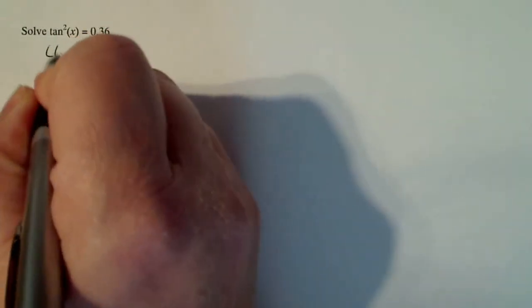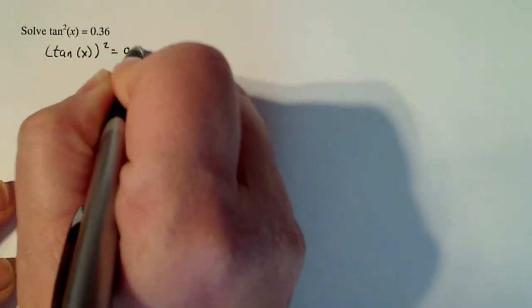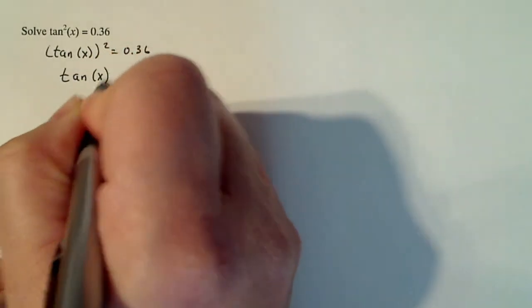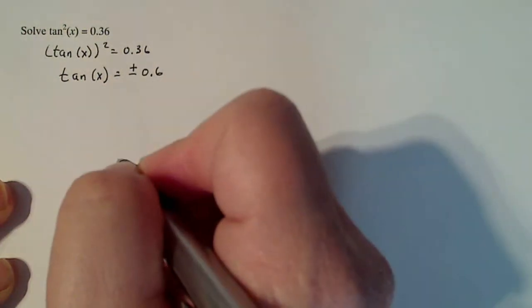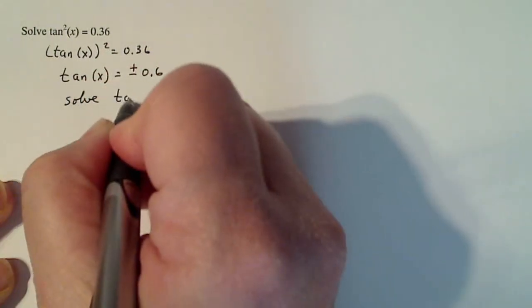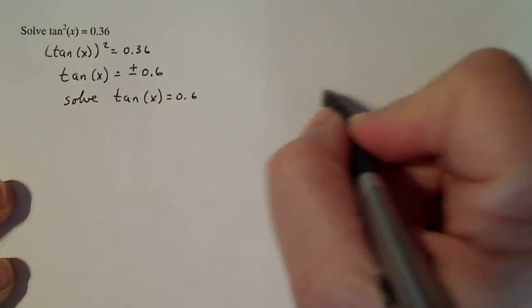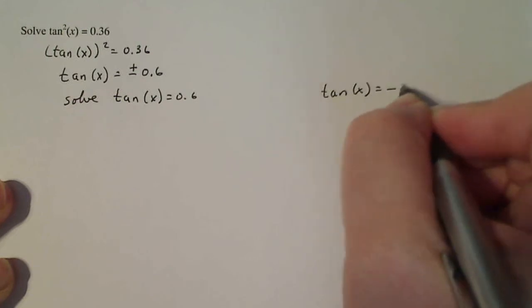So in this case, if I want to undo this square, I can rewrite this first of all. Don't forget that this can be written like this. Okay, so now to undo this square, I just take the square root of both sides, but what that leaves me with over here is a plus or minus 0.6. Two equations now that we have to solve. So now we have to solve tangent x equals 0.6 and tangent x equals minus 0.6.